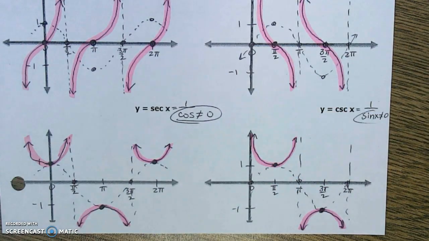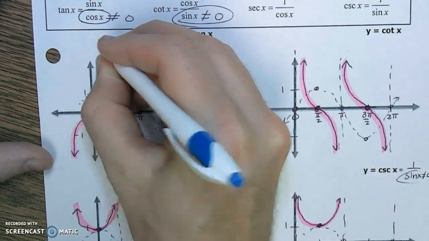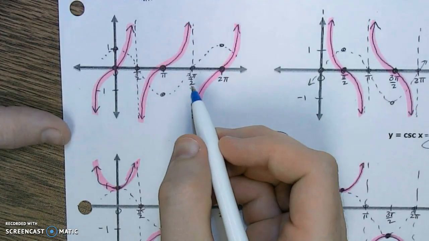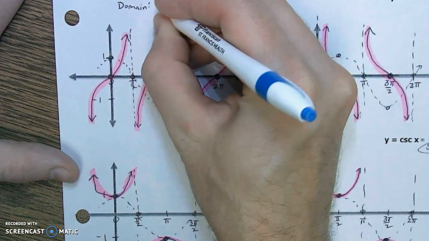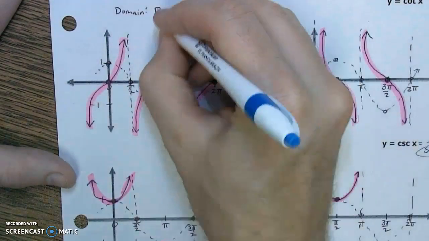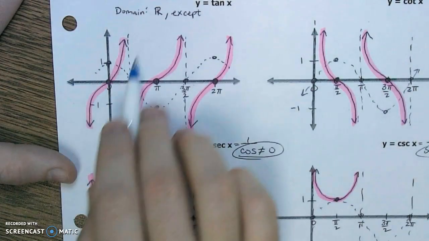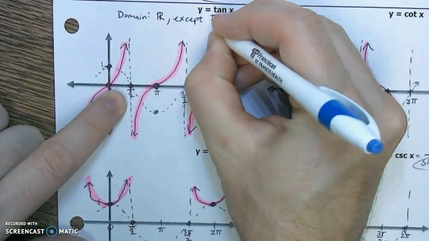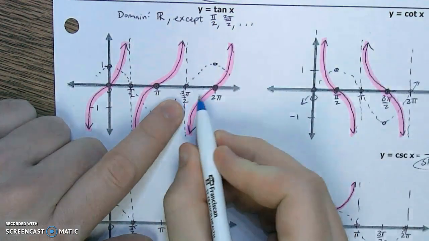Last thing I want to talk about on these is your domains and ranges. So let's look at tangent. Tangent, my domain is not -infinity to infinity anymore because of all these asymptotes in the graph. So the domain is all real numbers. We're going to use the all real number symbol now, except, and then we list our asymptotes. So we have a curve everywhere on the x except for when x is pi over 2, 3 pi over 2, and so on, because we're going to have more.